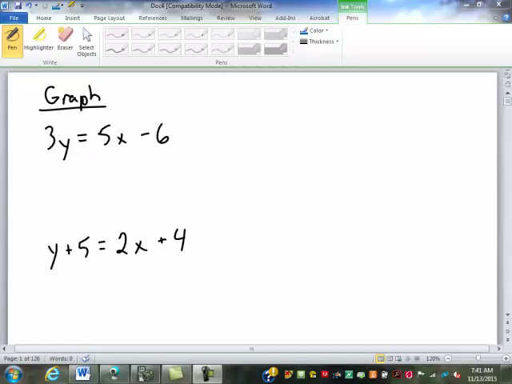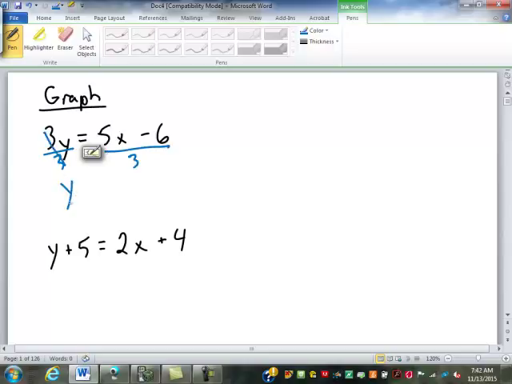Okay, so the first one up here, 3y equals 5x minus 6. What do I have to do to that? Yeah, we got to get y by itself. Right now we have the 3 there, which multiplies it. So to get rid of it, we have to divide. And when we divide an equation, we have to divide every piece.